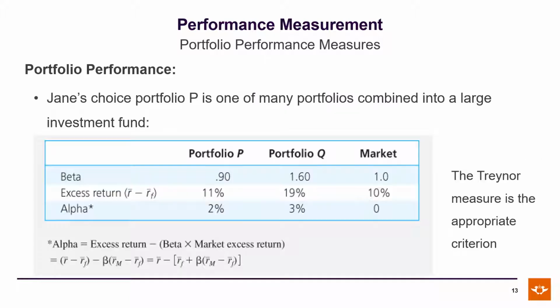In the third and final scenario, Jane's choice portfolio P is one of many portfolios combined into a large investment fund. And as we've mentioned before, in this instance, the Treynor measure is the most appropriate criterion.